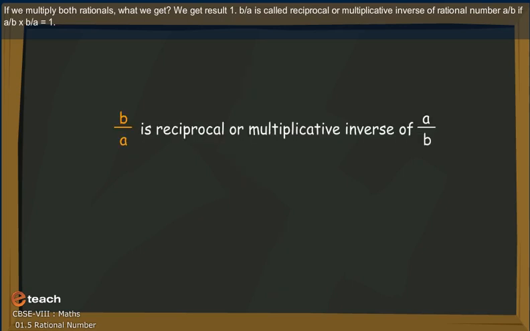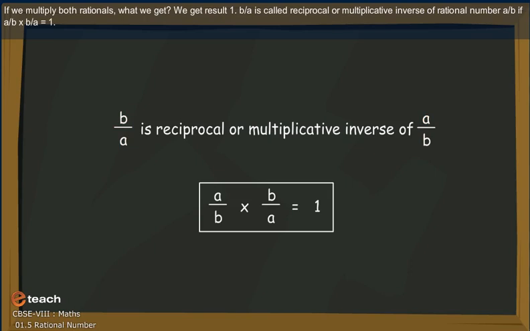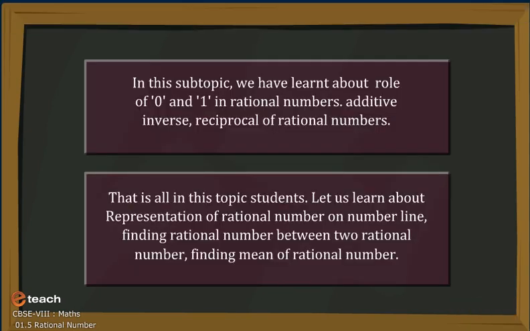B by A is called the reciprocal or multiplicative inverse of rational number A by B, if A by B multiplied by B by A is equal to 1. That is all in this topic, students.